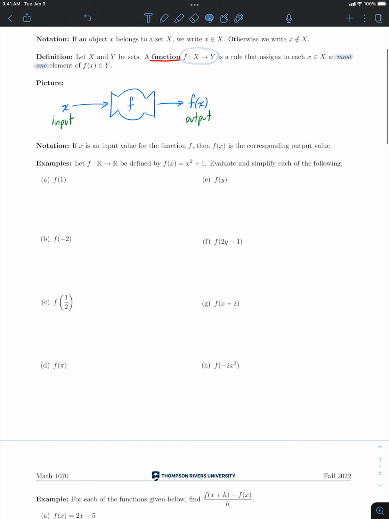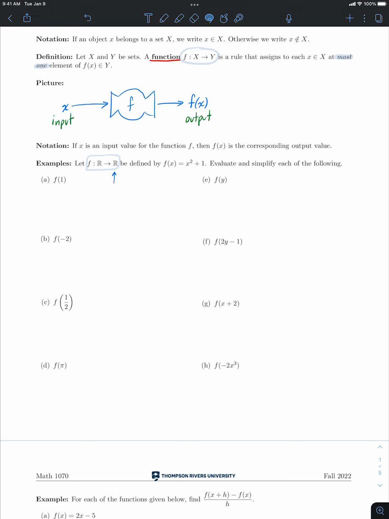Here's one example of a function, and we're going to evaluate and simplify a whole bunch of output values. So here's the function. The way you would read this out loud is you'd say that f is a function from the real numbers to the real numbers. And you're reading it from left to right. So what that means is that as input values, it's expecting a real number, but then as an output value, it's going to give you back another real number. That's how you can think about that.